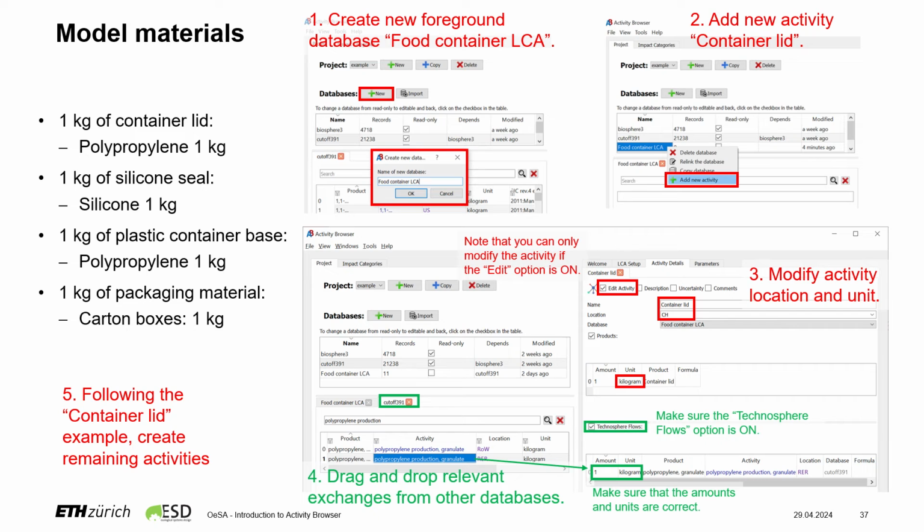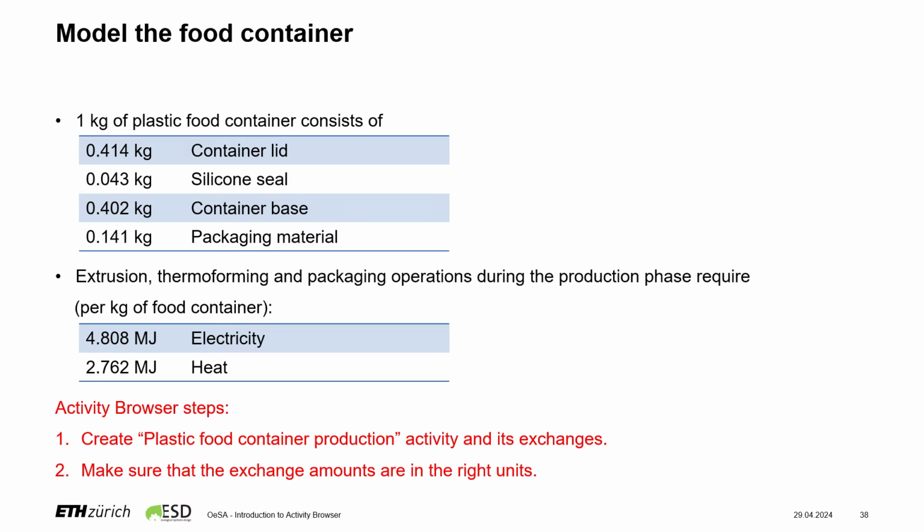And you need to do it for all of the parts of the food container. So it's the container lid, the silicone seal, the plastic container base, and the packaging material as well. After you've modeled that, you need to model the overall production of the food container. So now we show you, for 1 kilogram of this food container, what the amounts of the container lid, seal, container base, and packaging material are, and what electricity and heat are needed to manufacture it.